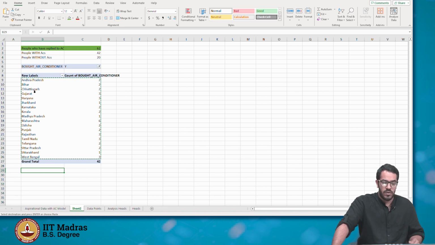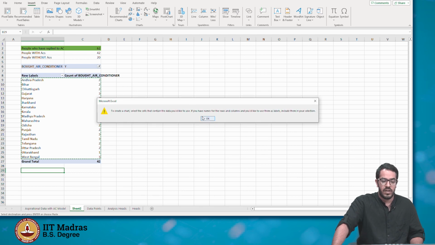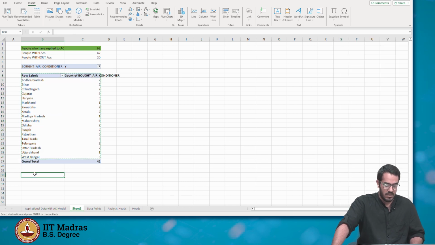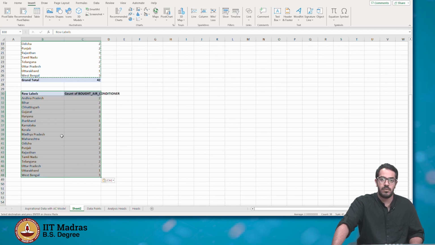But to go over all these states is a little tedious task, so we will see if we can include a snapshot of this. When I try to insert a recommended chart, Microsoft Excel is giving me an error saying that Excel will not be able to make a chart for me if the data is coming from a pivot table. So what I'll do is copy this data and paste it as values here. So I have a non-pivot table with states and the air conditioners that are there.